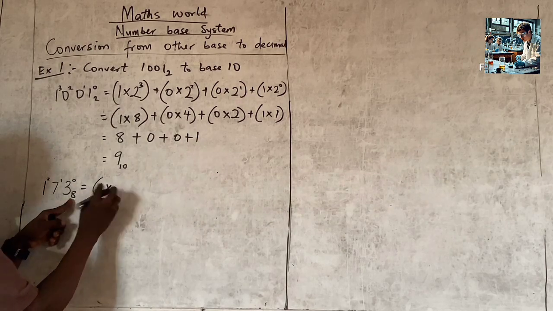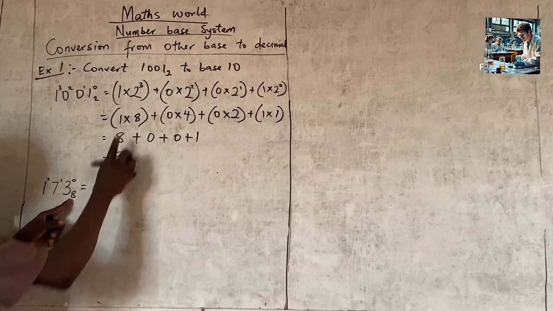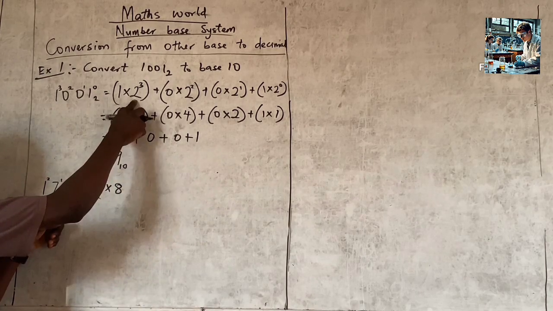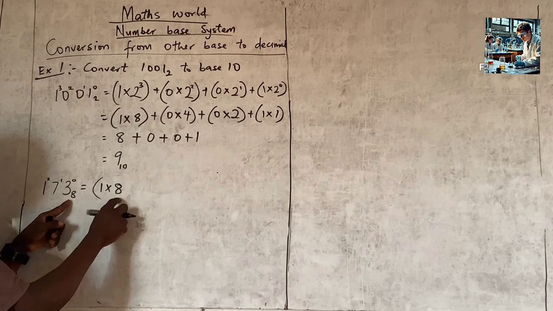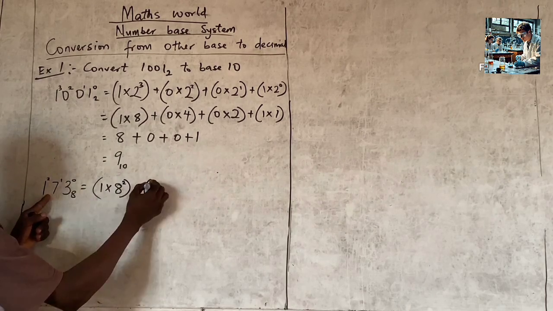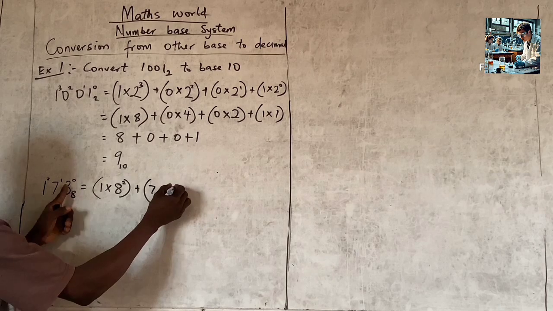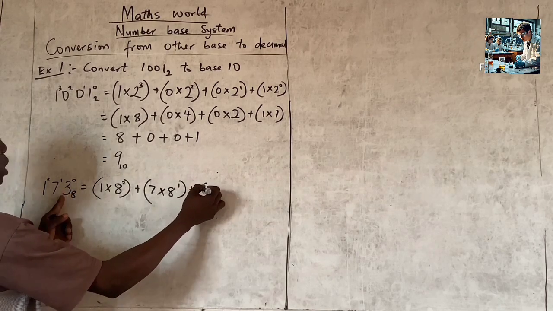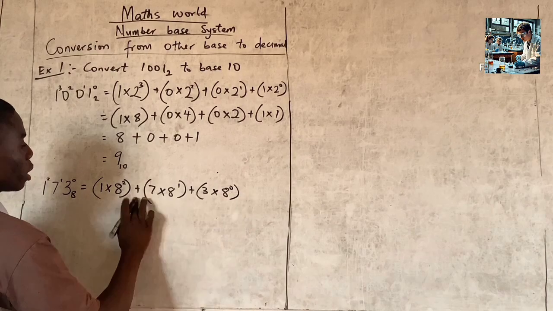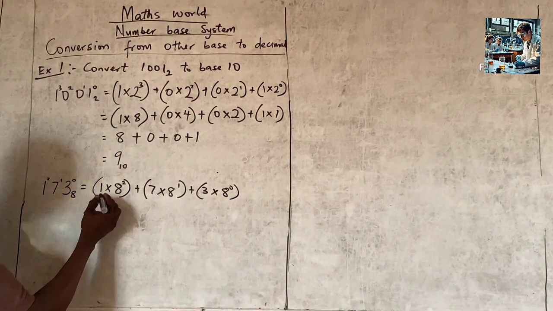1 times the base here is 8. So I'm not going to use 2 that I used here because the base here is 2. The base here is 8, so I'm using 8, raised to power 2, plus this 7 times this base 8 raised to power 1, plus this 3 times this 8 raised to power what? 0. And that is that.